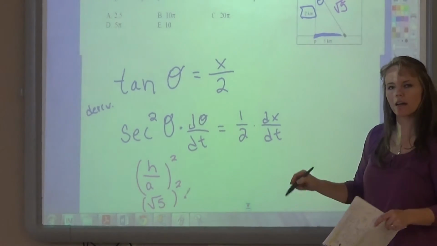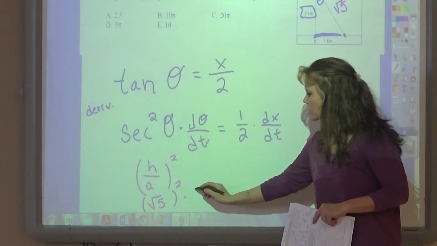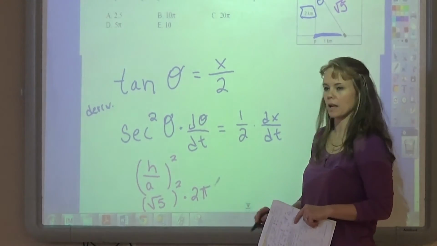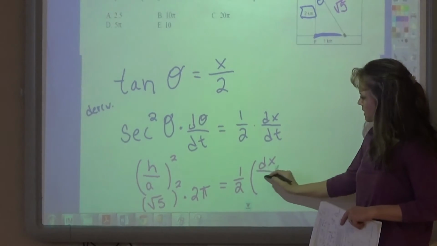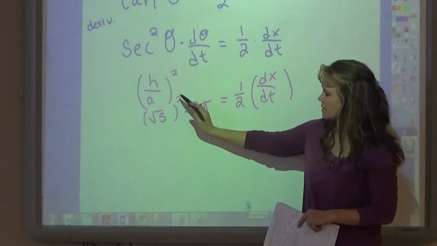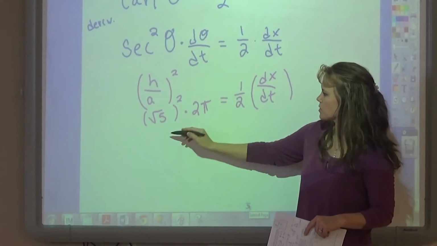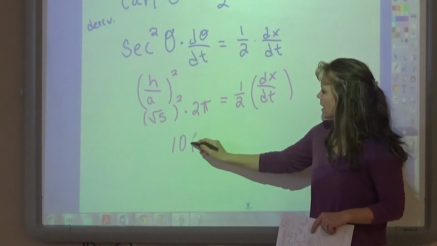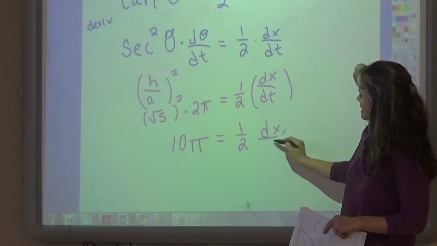Well, do we know how much the angle changes in 1 minute? We do. It changes by 2 pi per minute. And we know that equals 1/2 dx dt, which is what we're looking for. So, filling in the steps here, square root of 5 squared is 5, times 2 is 10. So I have 10 pi equals 1/2 dx dt.